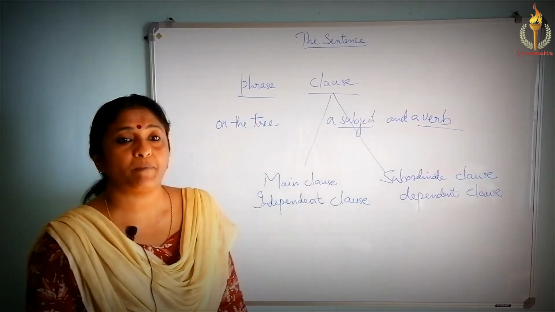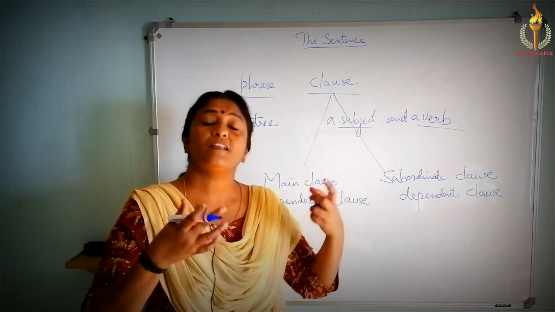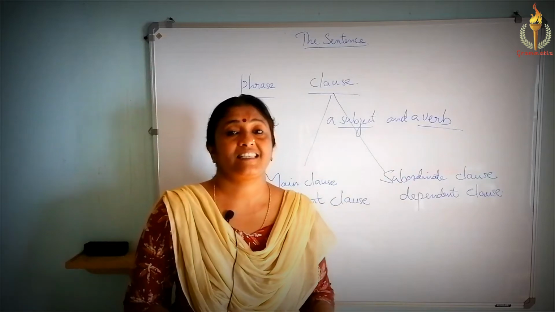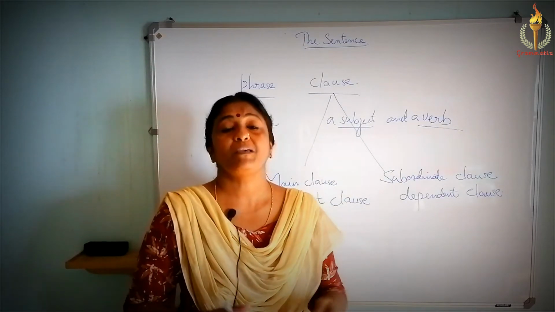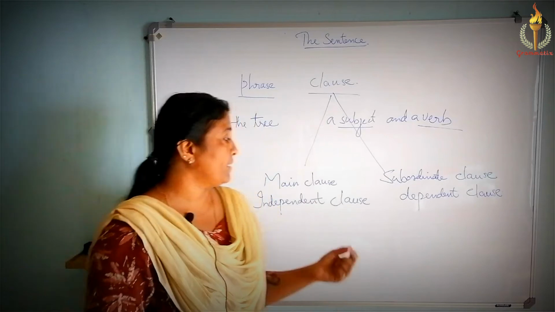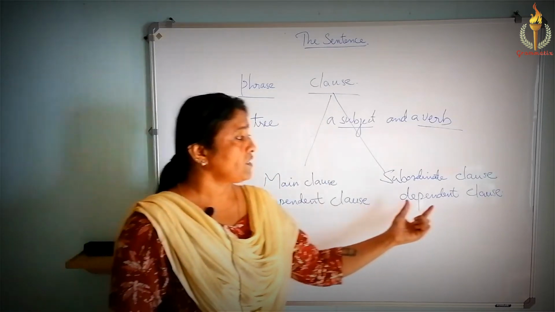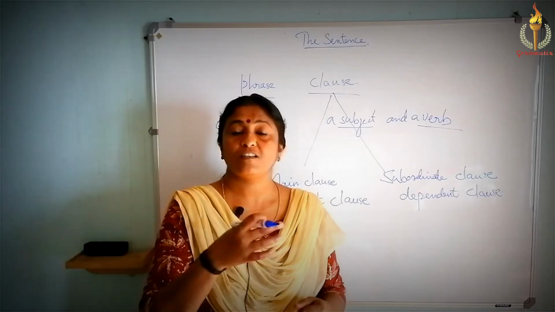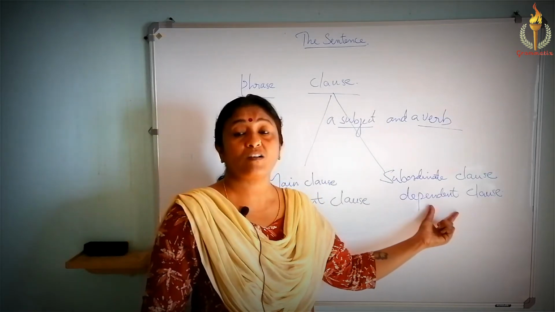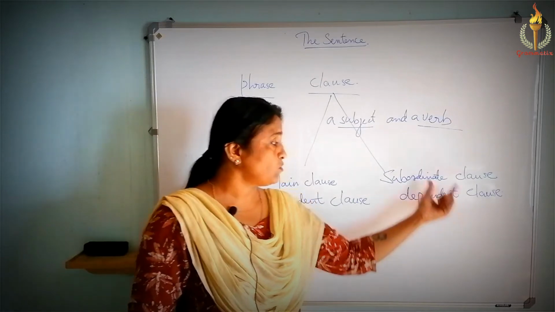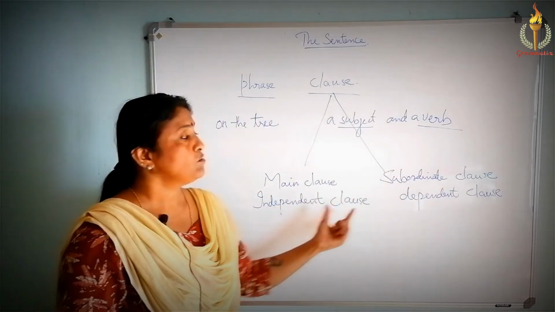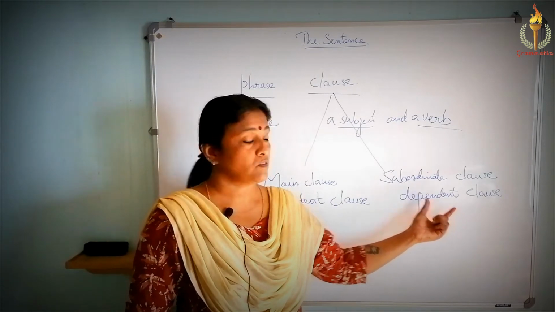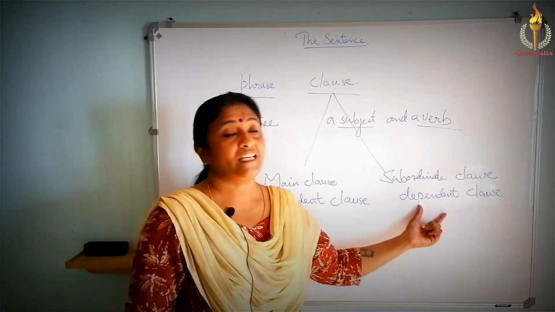Now what do you mean by independent clause? An independent clause is again a group of words that has a subject and a verb and can stand on its own. It has a meaning of its own. That is what you mean by an independent clause. And what is a dependent clause? A dependent clause again will have a subject and a verb, but it cannot stand alone. It has to depend on the main clause to get a meaning. Such a type of clause is called a dependent clause. So independent clause and dependent clause.